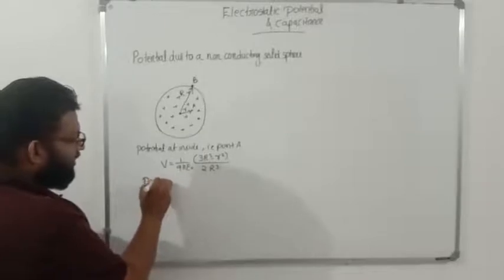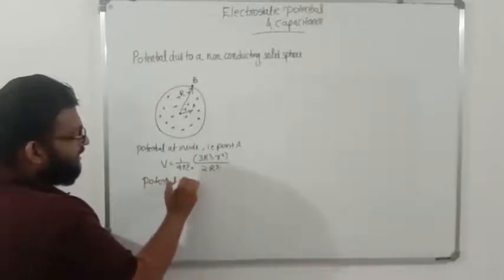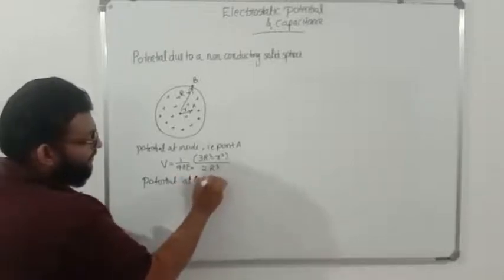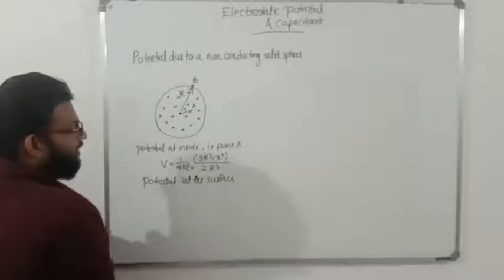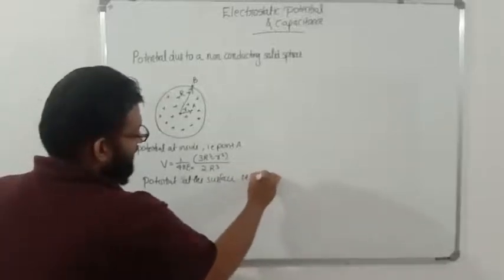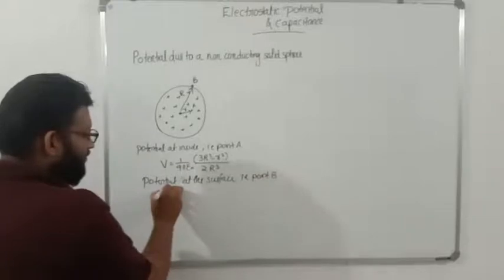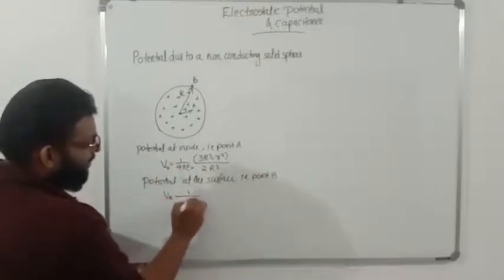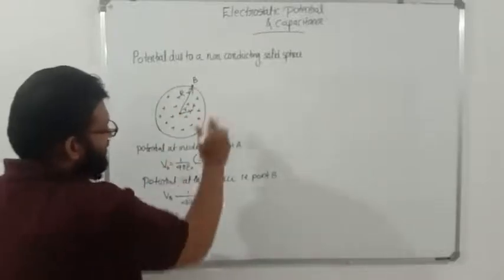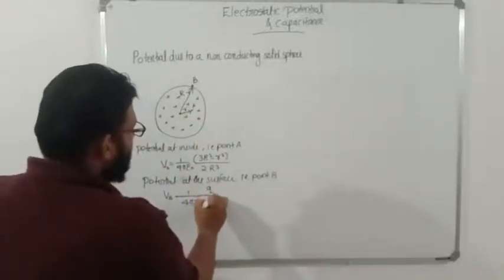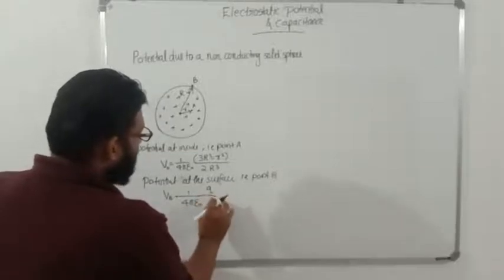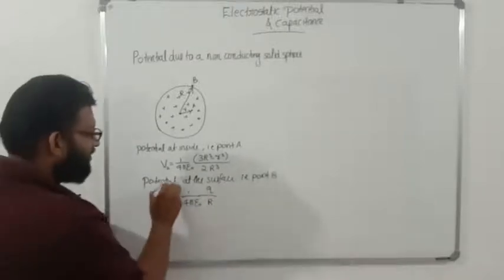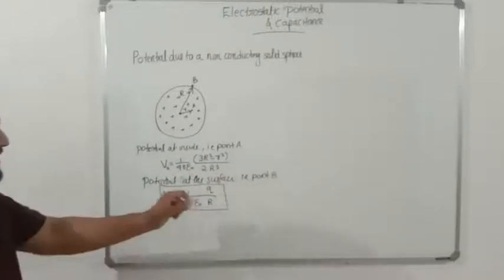We can say that potential at the surface, that is point B. We can say that VB is nothing but 1 by 4 pi epsilon 0 total charge present in the sphere divided by the radius value. This is what we can use over here. No problem at all. Very easy task.